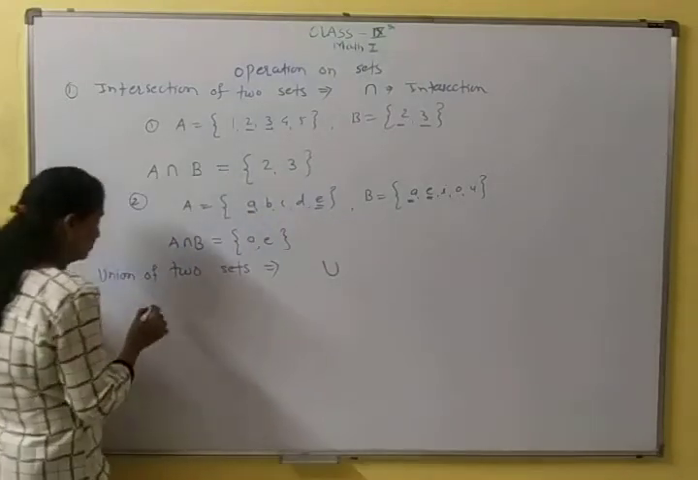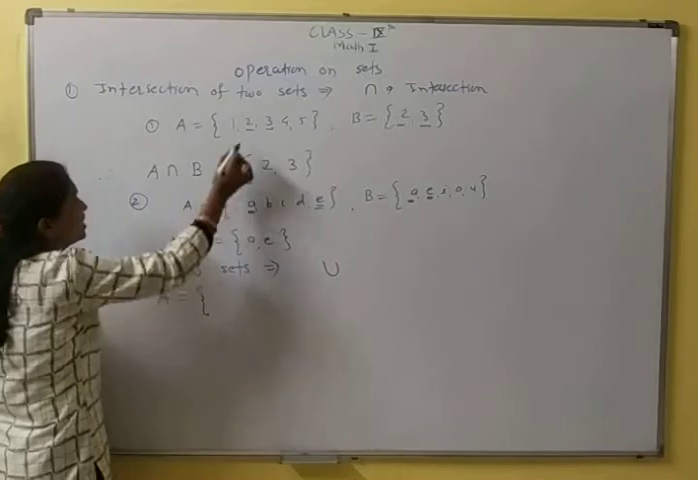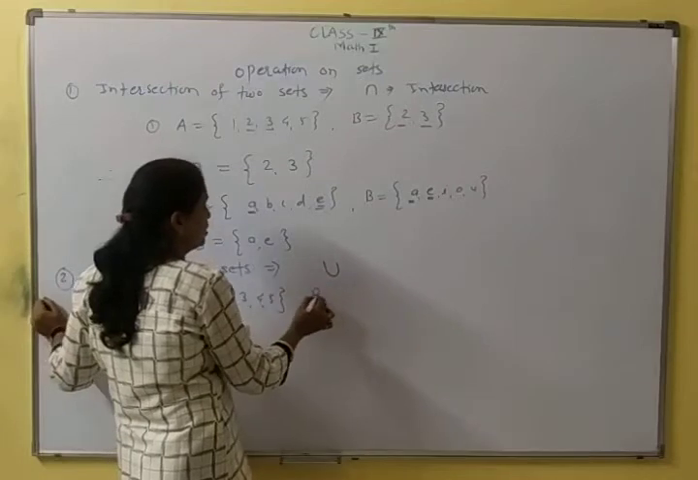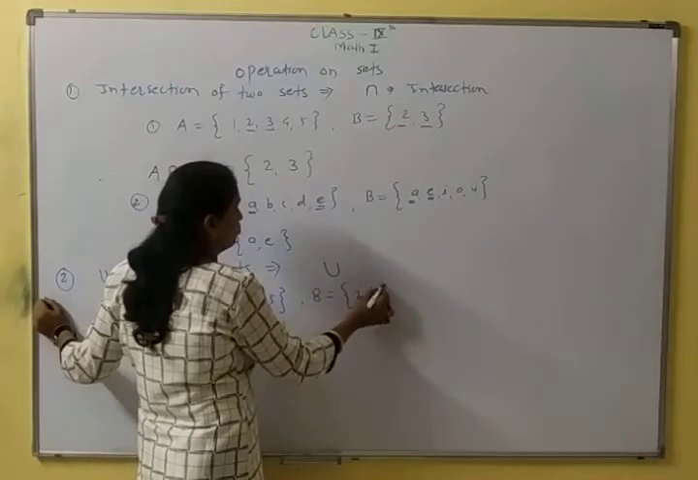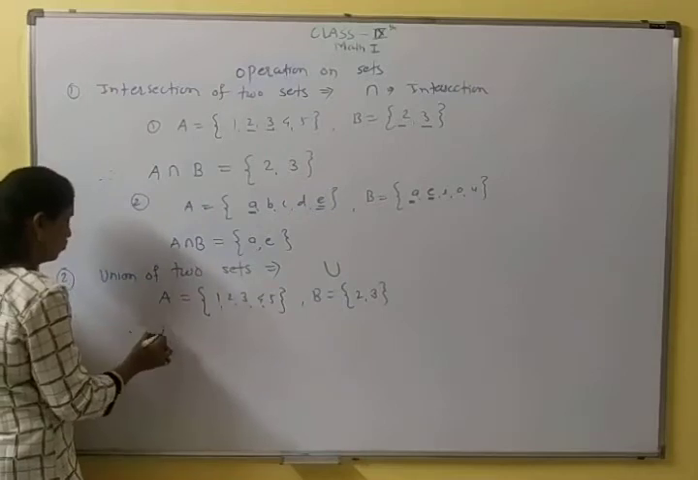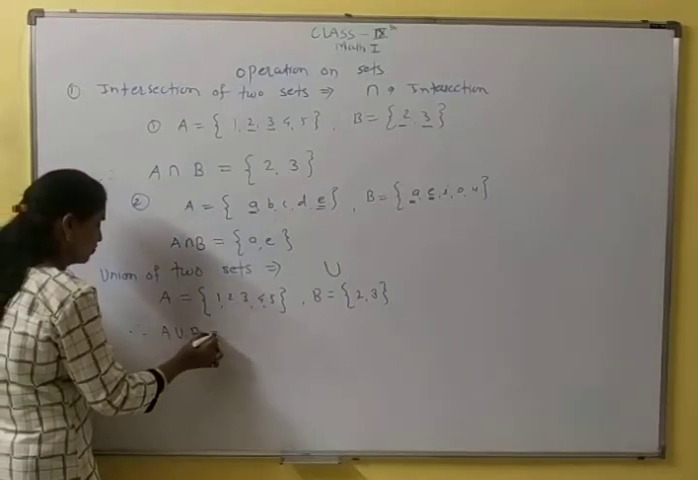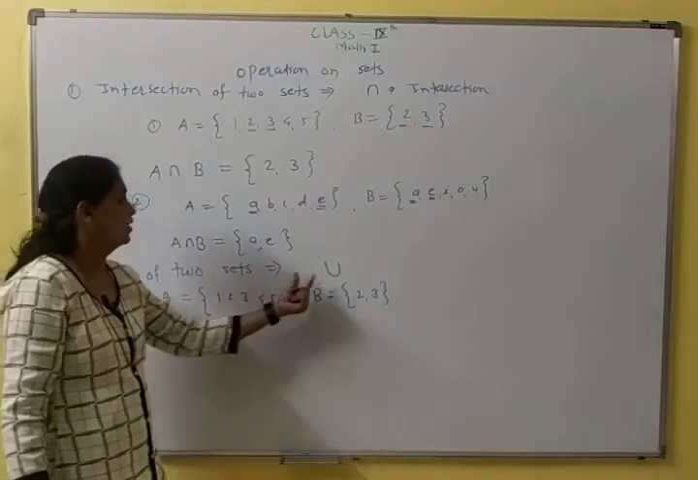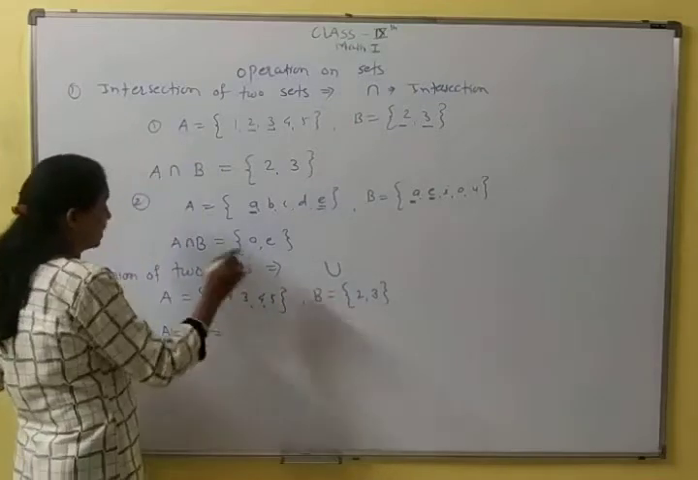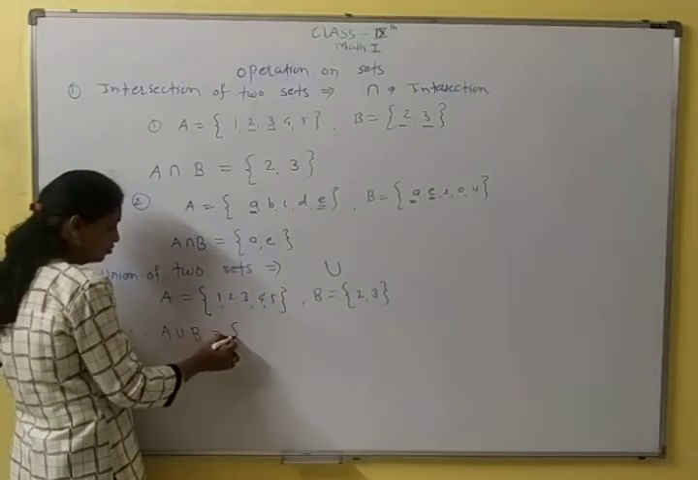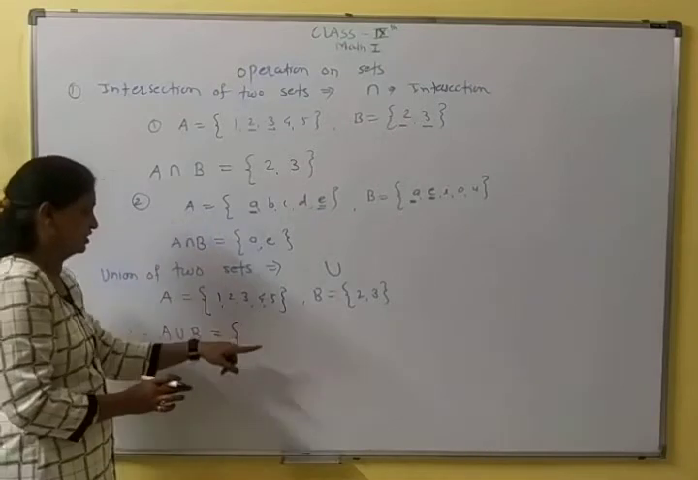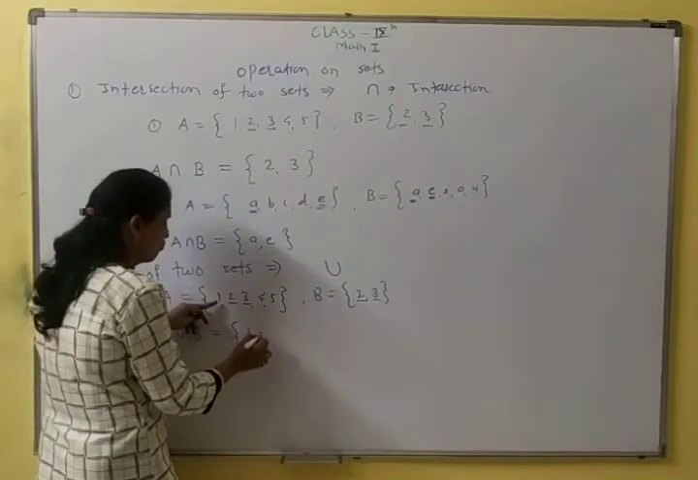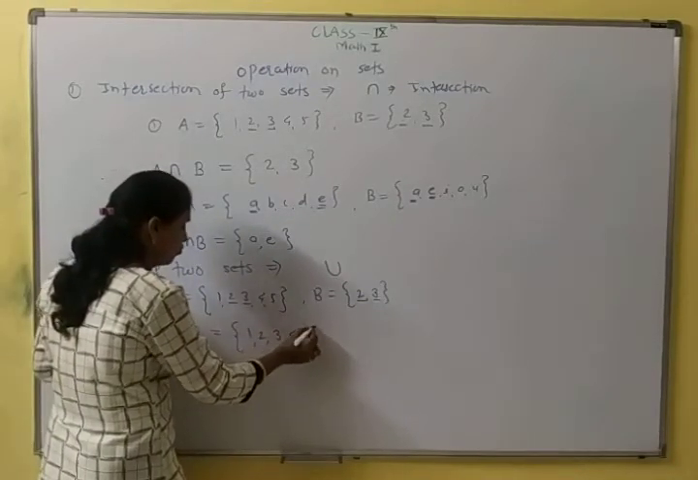This is the union. If A and B are two different sets, that is A equal to 1, 2, 3, 4, 5 and B equal to 2 and 3, then A union B. Union of two sets is denoted by A union B. Capital U means union. So A union B equal to all the elements of both the sets. 2, 3 and 2, 3 are the same. Therefore we can write 1, 2, 3, 4, 5.